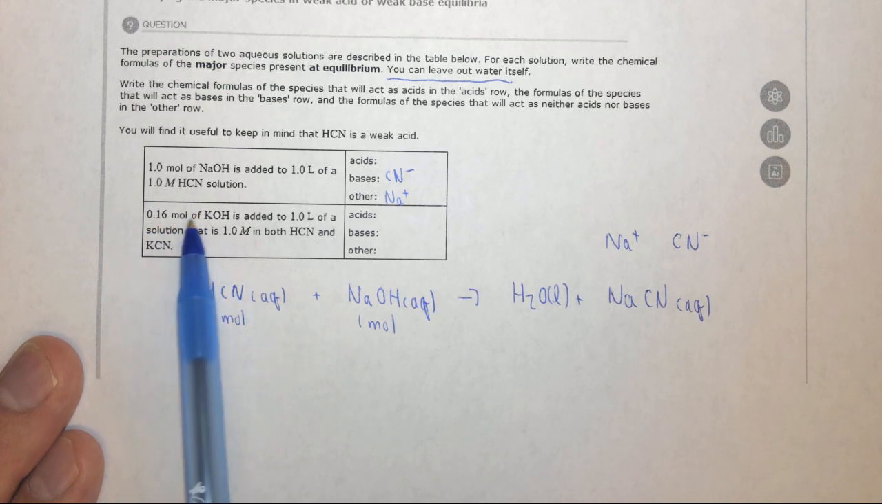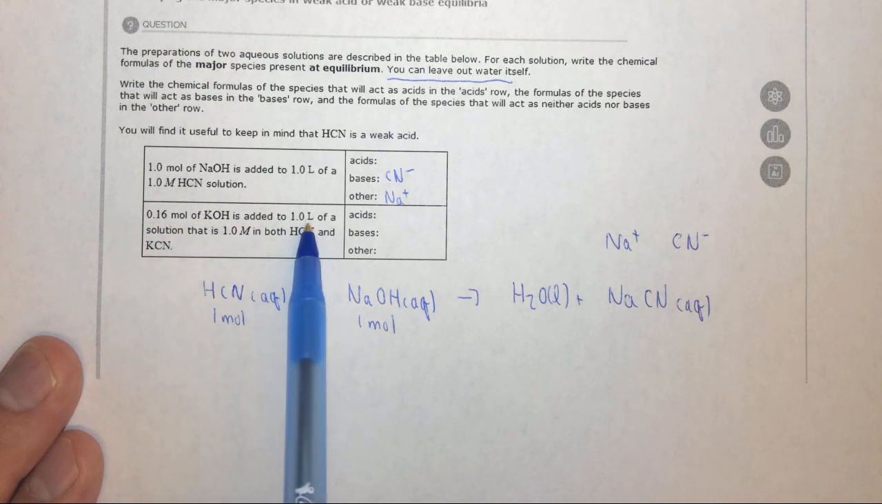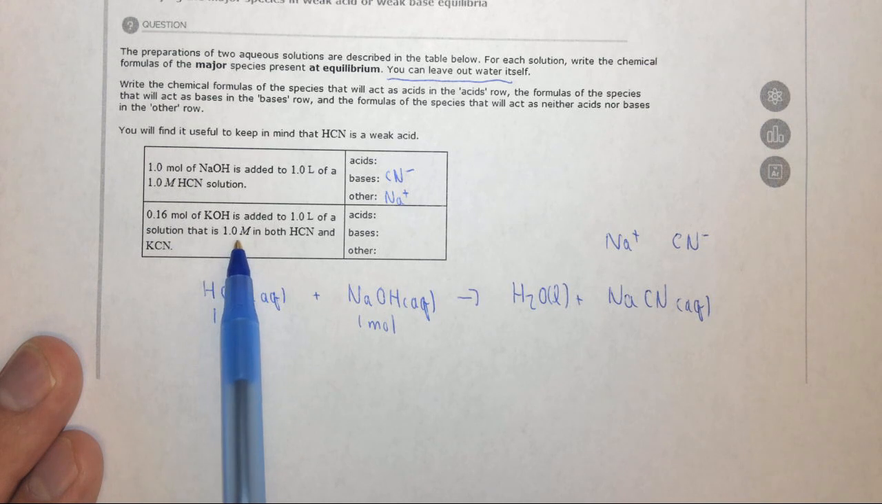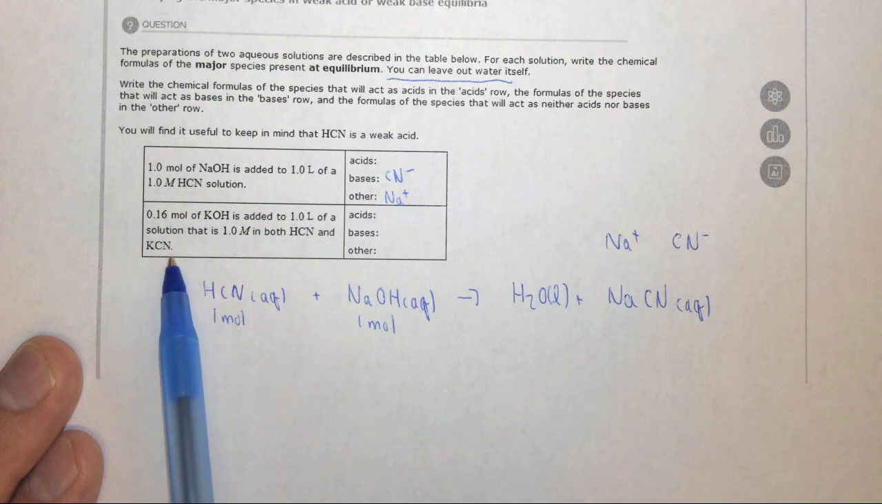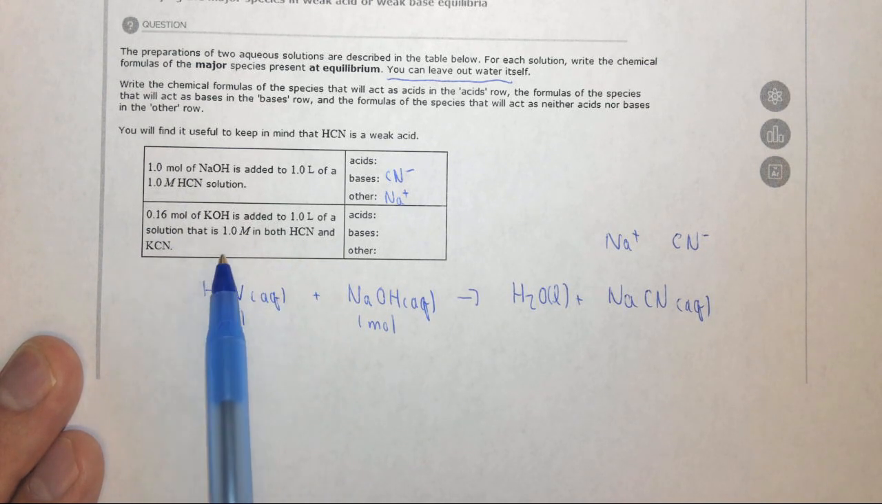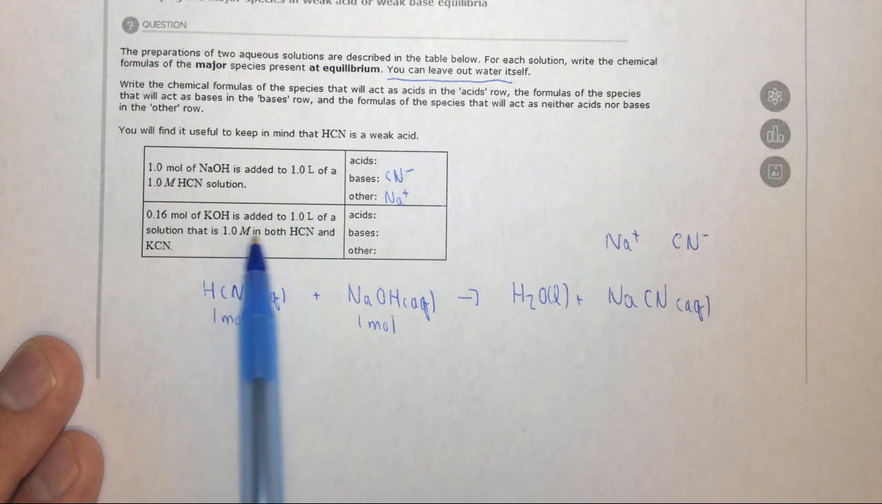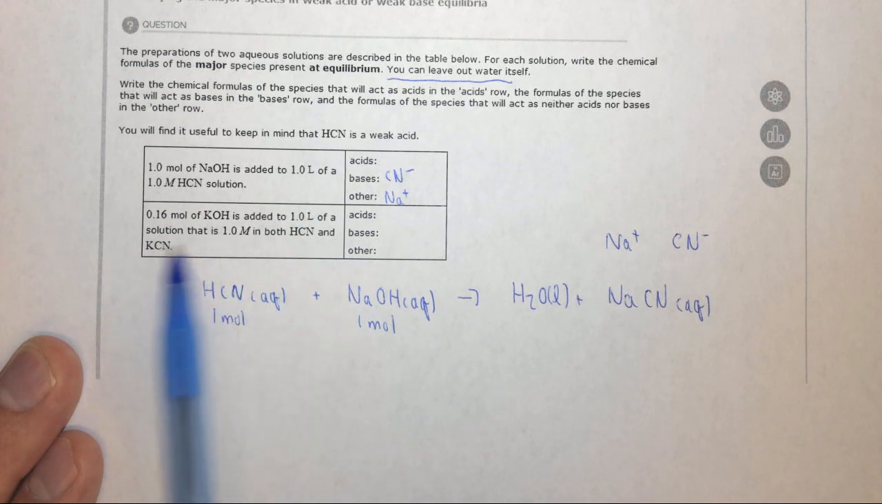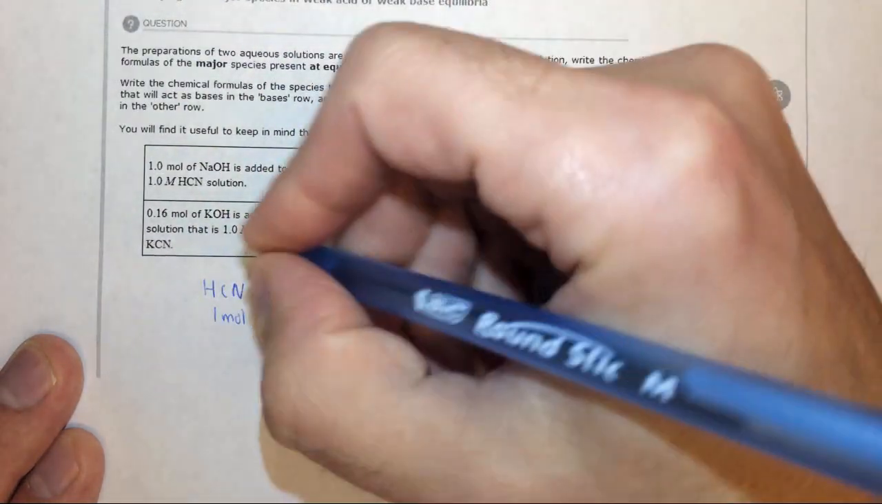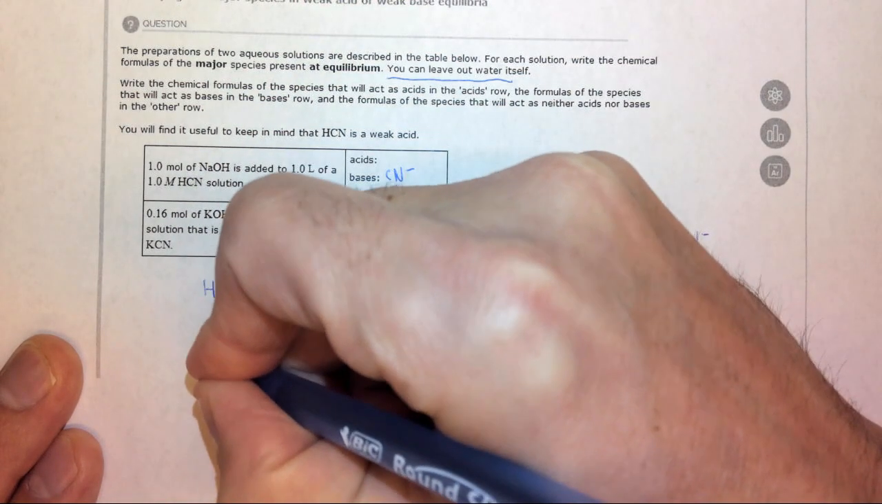We have 0.16 moles of KOH is added to 1 liter of a solution that is 1 molar in both HCN and KCN. So it's 1 liter of 1 molar HCN and KCN, which means we have a mole of each of these compounds. So let's look and see what happens. This is very similar to the previous reaction. It's only KOH, except the amounts are different.